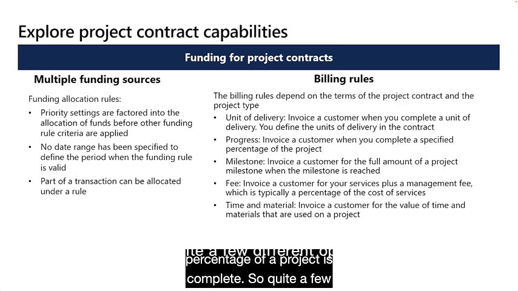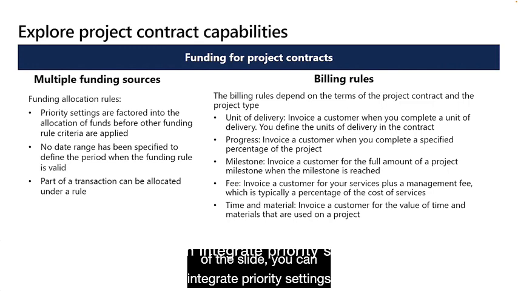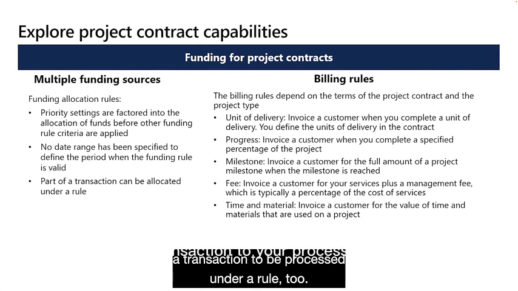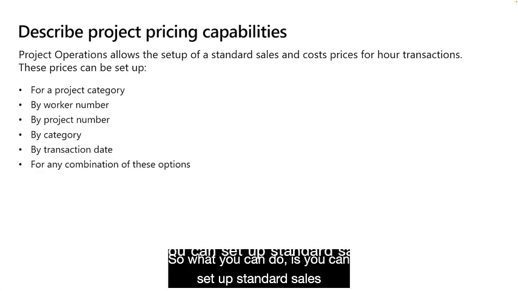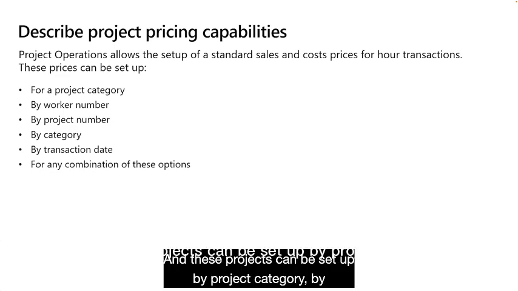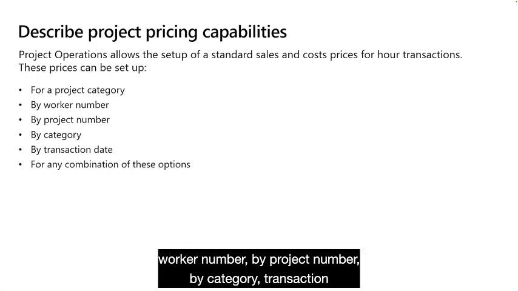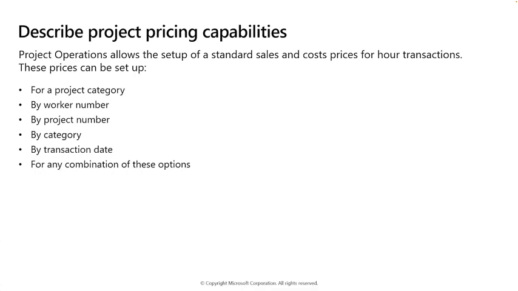So quite a few different options, and as you can see on the left of the slide, you can integrate priority settings and also have the ability to allocate only part of a transaction to be processed under a Rule 2. Now, I'll just briefly touch on the project pricing capabilities. So what you can do is you can set up standard sales and cost prices for our transactions in Dynamics 365. And these prices can be set up by project category, by worker number, by project number, by category, transaction date, or any combination of the options I just mentioned.